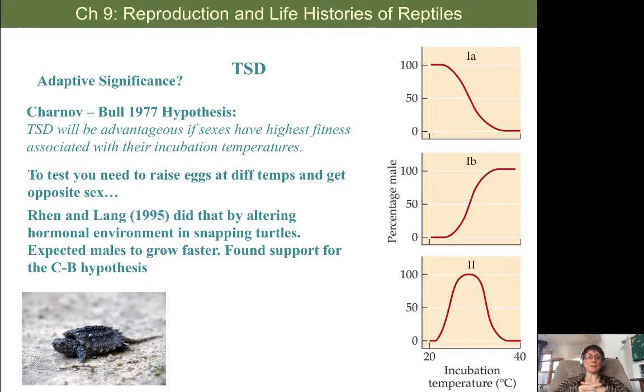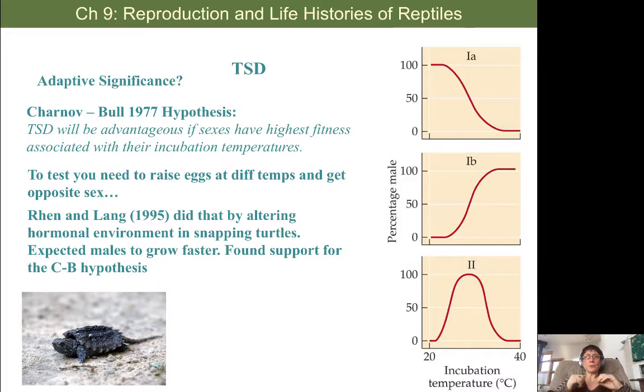So this was actually done in 1995 by Wren and Lang. Working with snapping turtles, and by the way, snapping turtles exhibit pattern 1A. So they produce males at the low temperatures and females at the high temperatures, right? And so they already knew that in snapping turtles, males have a tendency to grow faster. They grow at a faster rate than females. But is that just because all eggs raised at lower temperatures would do that? Or does it have something to do with it being a general male characteristic?